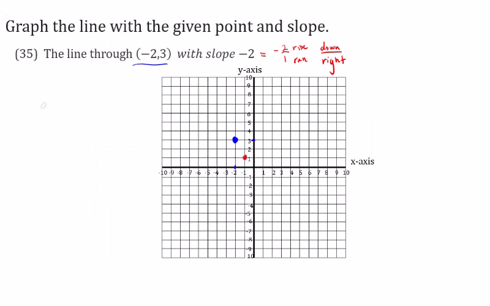Okay. So I went down 2 and right 1, and I can keep doing that. Down 2, right 1, as many times as I want, right? Down 2, right 1, down 2, right 1. So you can see these little green dots, and then I can also go up 2 and left 1, and that also gets me points on the line, right? So down and right is the same slope as up and left.